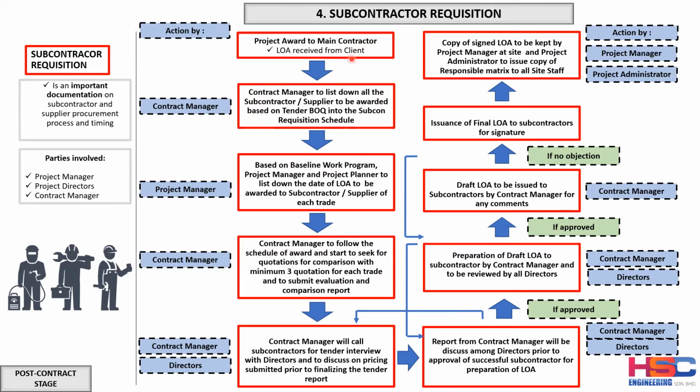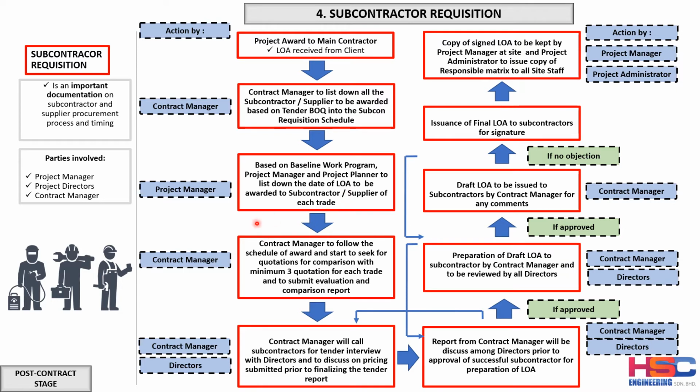First, once we receive the LOA from the client, the contract manager will list down all the subcontractors and suppliers to be awarded based on the tender BQ. So you put it in the subcon requisition schedule. Next, the project manager will review the baseline work program, and the project manager and project planner will list down the date of the LOA for all the subcontractors for each trade, based on the supplier and subcontractor list required. The project manager then will give the date of the LOA to be awarded.